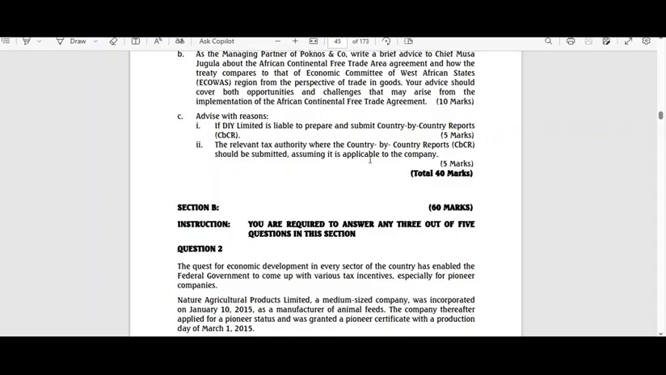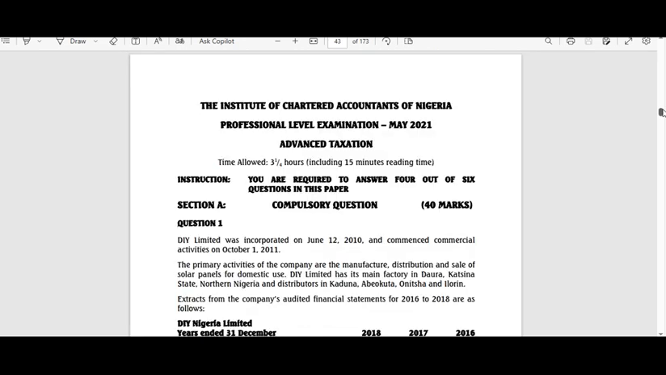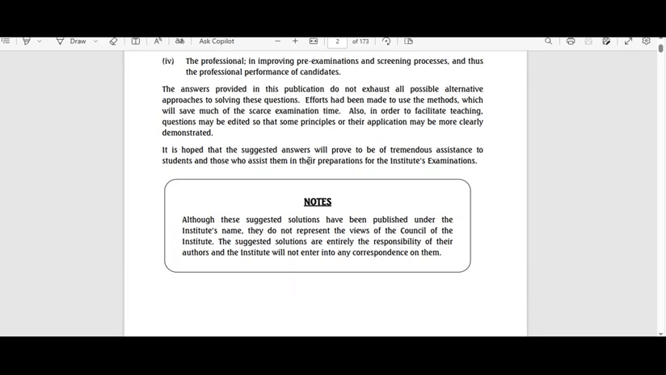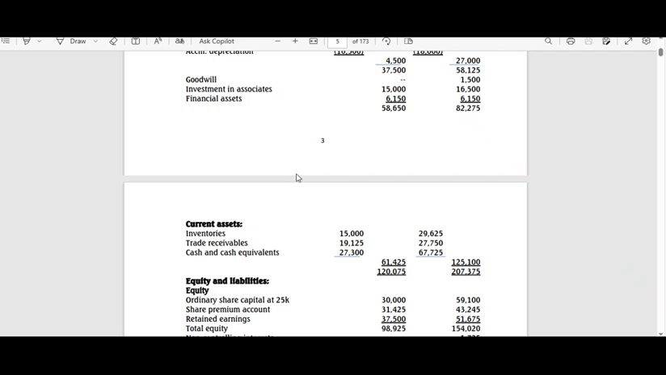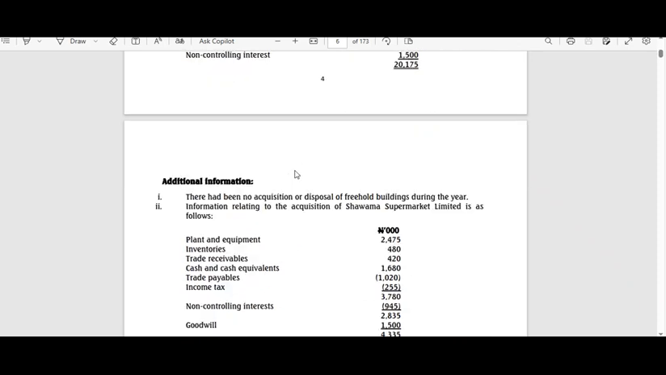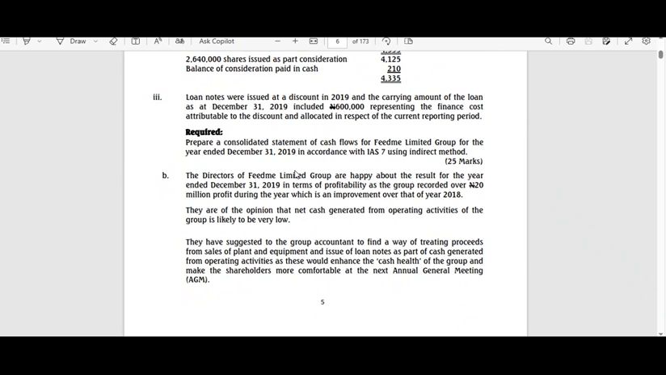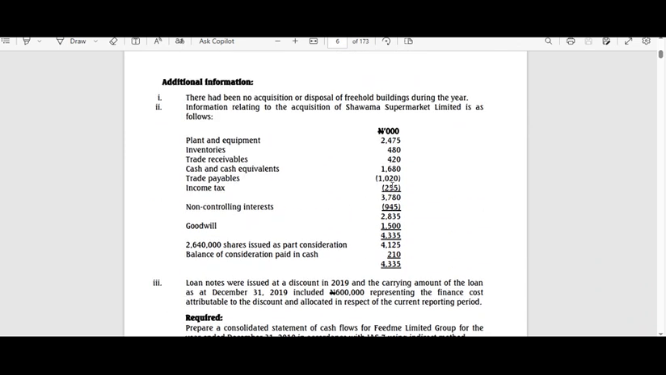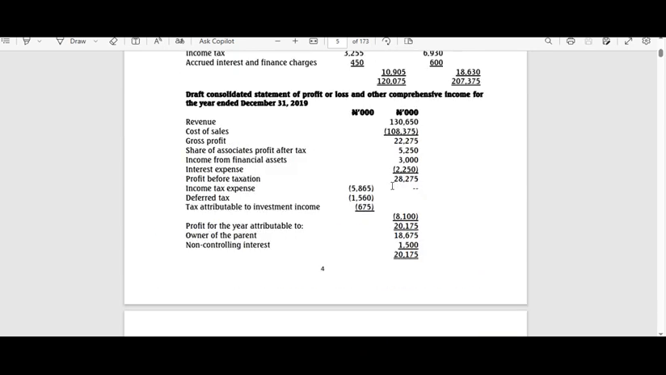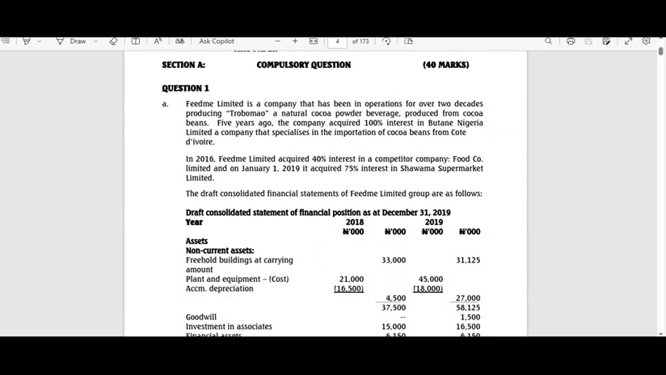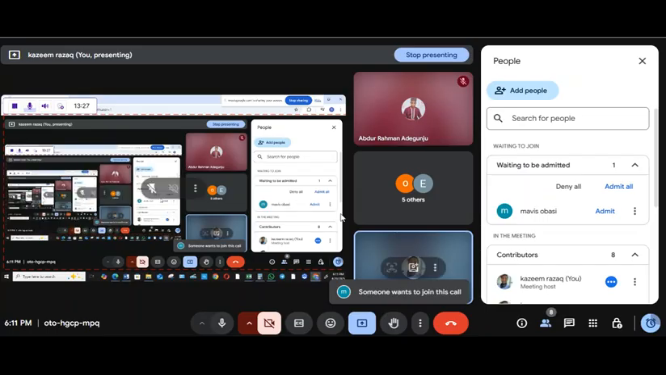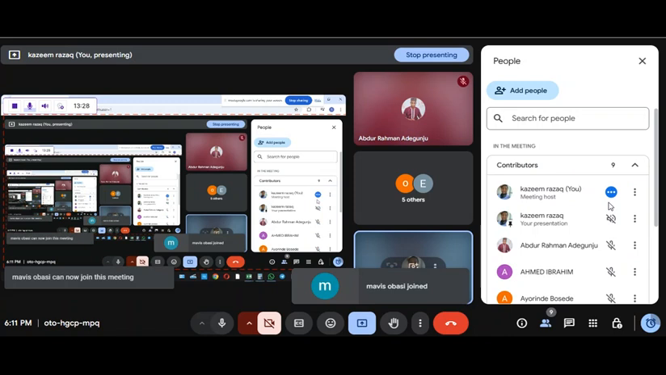We solved the question there before, I know. Question one, and this is taxation. Please, what year? May 2021, question 1C. Is it question 1C? Question 1A. Okay, question 1A. Who is reading for us? Most of you are just coming to this class. Let me know when we are there.